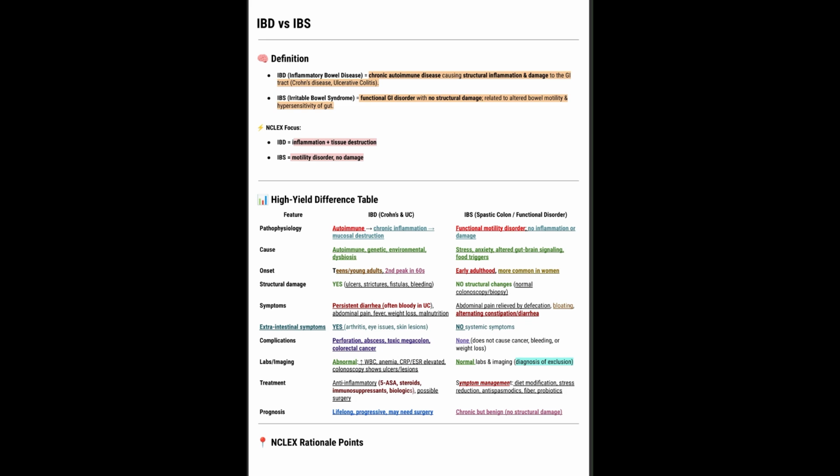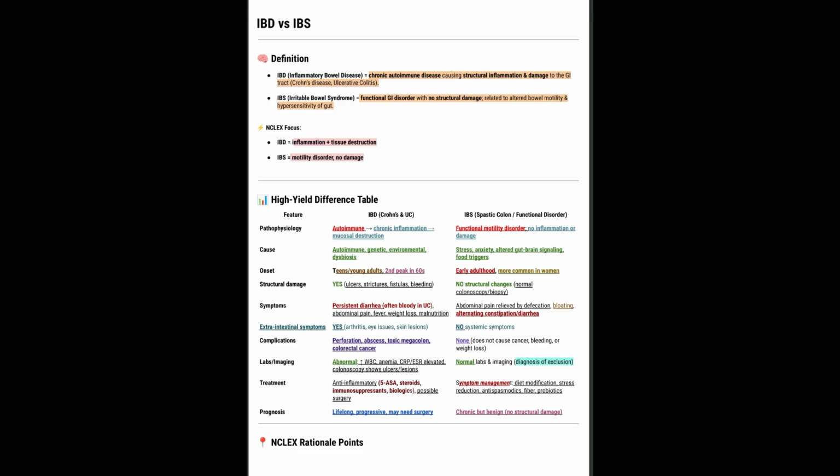Remember, IBD, which is inflammatory bowel disease, is a chronic autoimmune disease where the immune system attacks the intestine, causing real inflammation, ulcers, and permanent damage. Focus that there is tissue destruction. As I have already mentioned, it is the road which is broken and full of potholes, so the vehicles, that is food, struggle and the road needs repair.